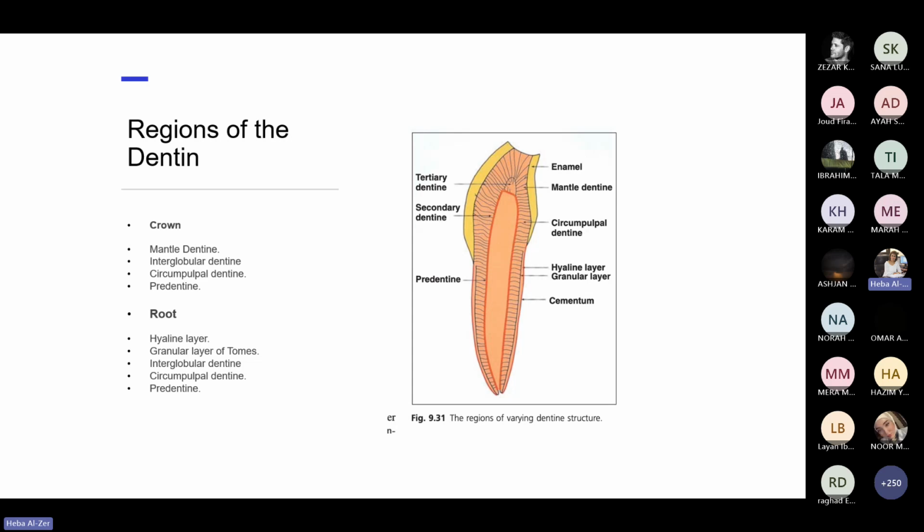In the crown area, there are these 4 different regions. We will name them and then we will discuss them. The mantle dentine, the interglobular dentine, the circumpulpal dentine, and the predentine. In the root, we have the hyaline layer, the granular layer of Tomes, then the interglobular dentine, circumpulpal dentine, and predentine.